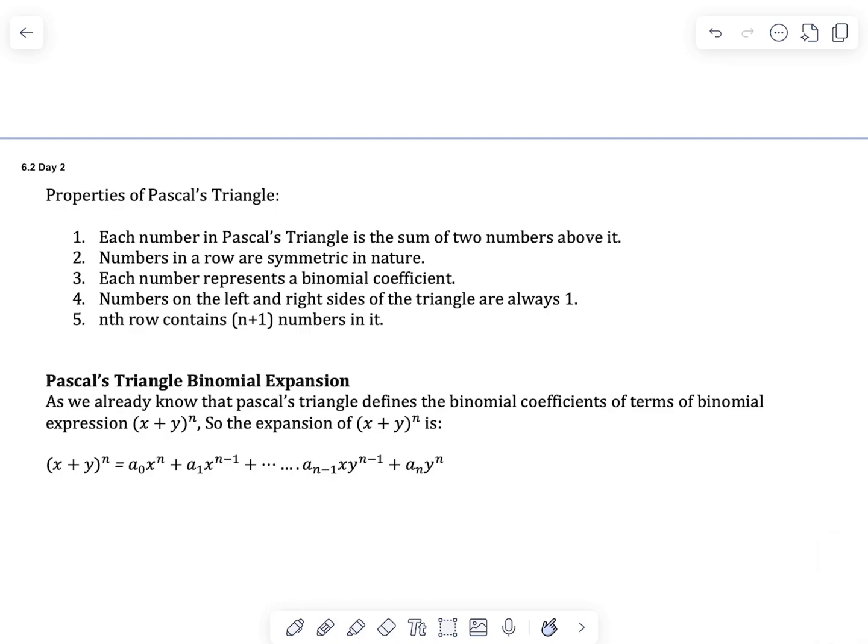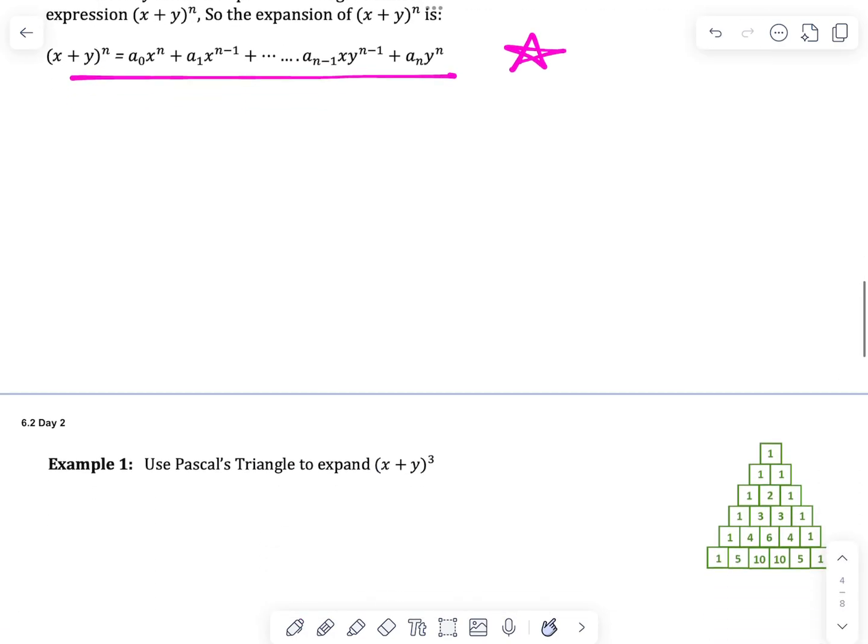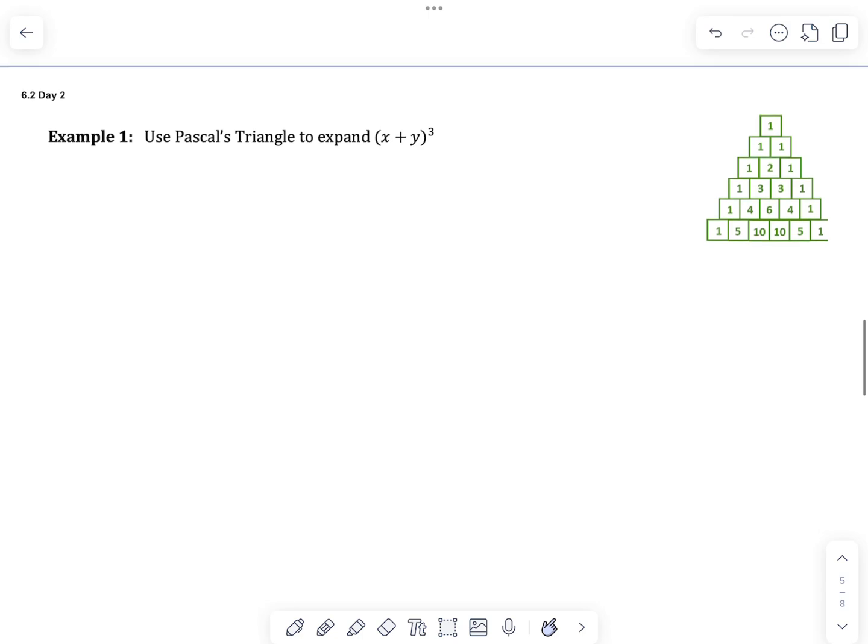You can go ahead and pause and read the properties of Pascal's triangle. Why do we need to know this? This is going to help us when we want to multiply with binomial expansion. There is a pattern, and this is the all-important pattern right here. So let's go ahead and do some examples. This is what you'll see in your practice today.